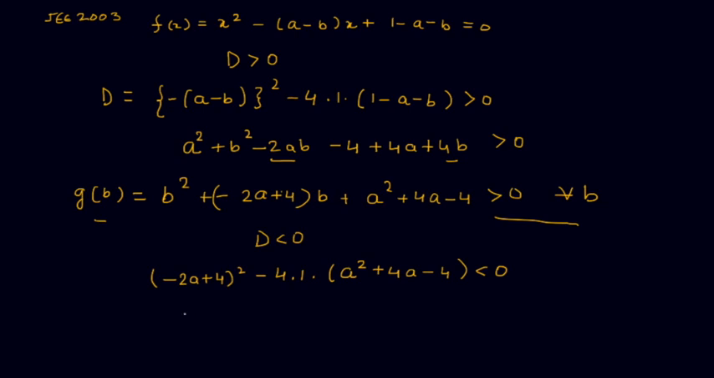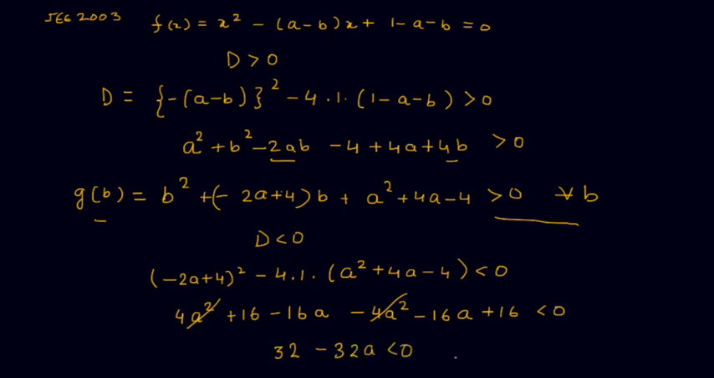So on simplification, we have 4a square plus 16 minus 16a minus 4a square minus 16a plus 16 less than 0. So these terms cancel out and we have 32 minus 32a less than 0, or 1 minus a less than 0. So this implies that a should be greater than 1.